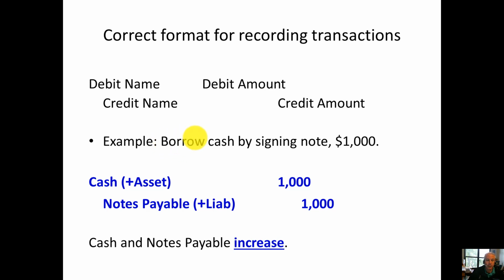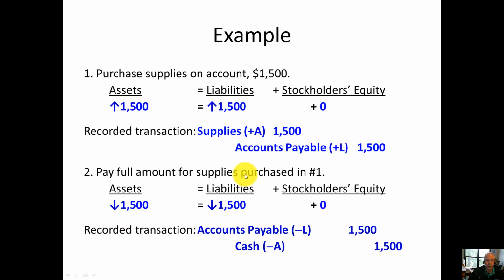So borrow means what? Well, you borrowed cash, so that means an asset increases by $1,000, and you signed a note, which means you did not pay for the liability that you've borrowed yet. You're going to owe it in the future. So you'll set up a notes payable. Payable is your word for a liability. So you debit an asset, you credit a liability. And in this case, since you're increasing an asset and a liability, which are your cash and notes payable, both are increasing.